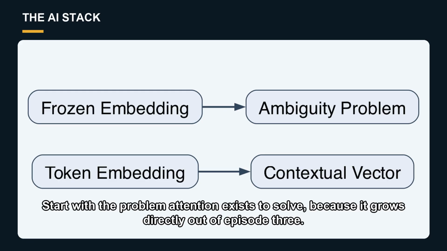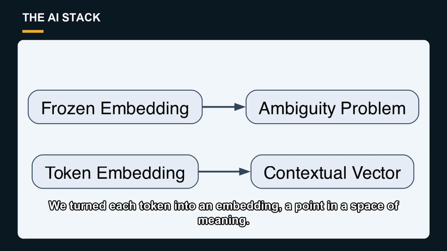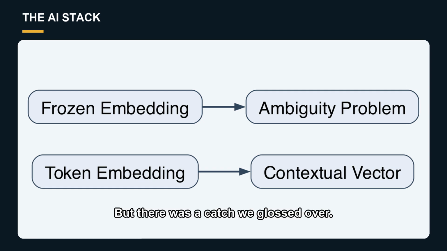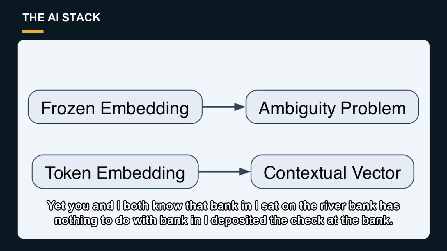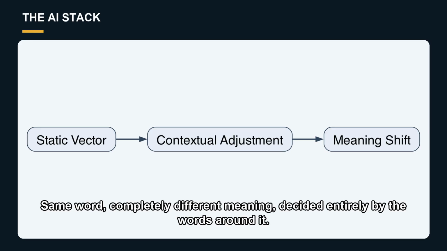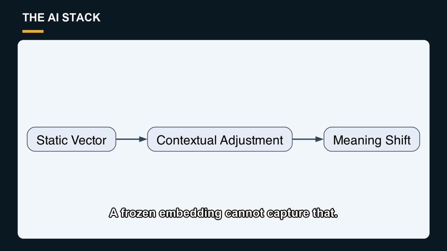Start with the problem attention exists to solve, because it grows directly out of episode 3. We turned each token into an embedding, a point in a space of meaning. But there was a catch we glossed over. A plain embedding is frozen. The word bank gets one fixed vector, no matter what sentence it is in. Yet you and I both know that bank in "I sat on the riverbank" has nothing to do with bank in "I deposited the check at the bank." Same word, completely different meaning, decided entirely by the words around it. A frozen embedding cannot capture that.